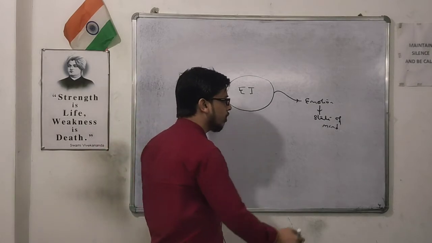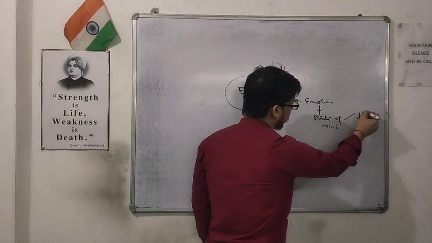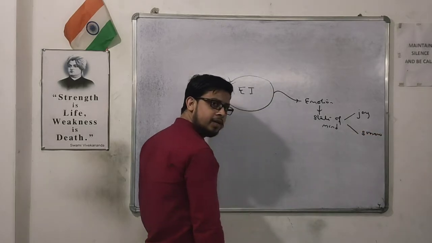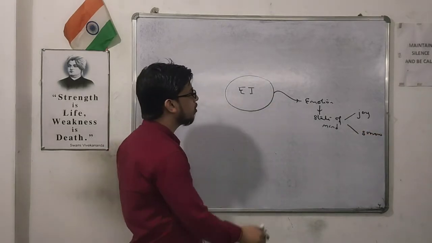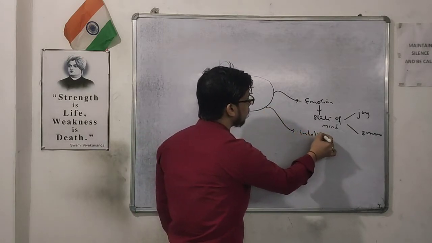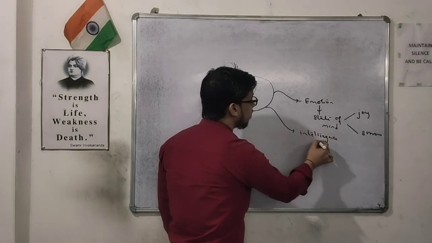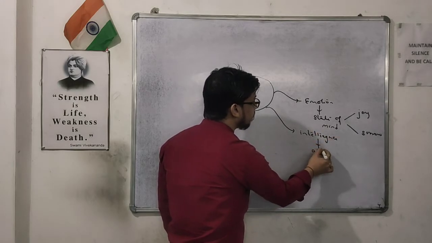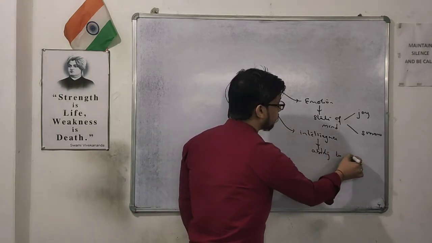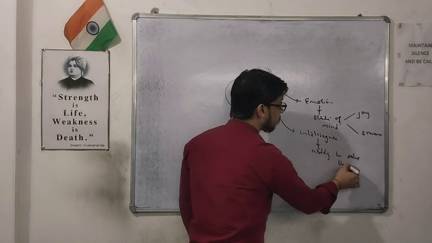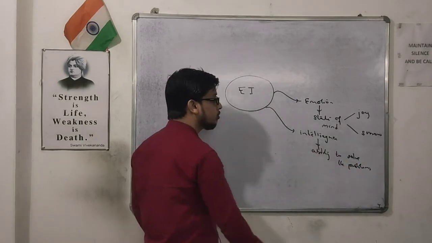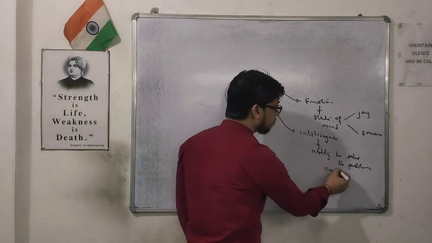It may be joy, it may be sorrow. Correct? It is your emotion. What about intelligence? What about intelligence? Intelligence is the ability to solve the problems. Ability to solve the problems with your cognizance.